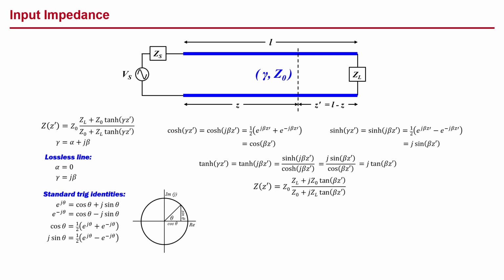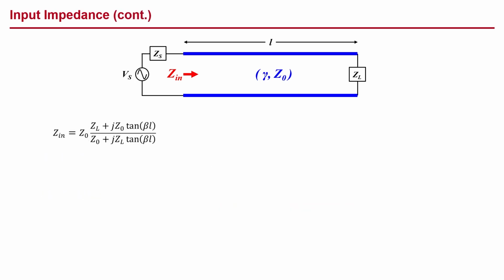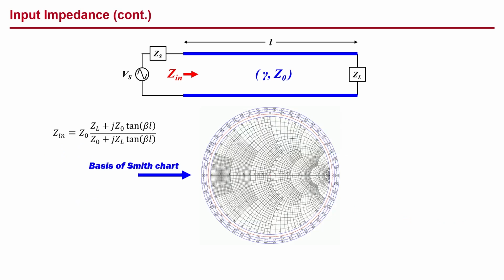So, we can substitute j tangent of beta z prime for the hyperbolic tangent terms, and set z prime equal to L to get that the input impedance of a lossless transmission line is given by Z0 times ZL plus j Z0 tangent of beta L over Z0 plus j ZL times tangent of beta L. This equation may also look rather scary, but it is worth pointing out that it is the basis of the Smith chart, and it provides a tremendous amount of information when you apply some bounding cases, which we are going to do right now.